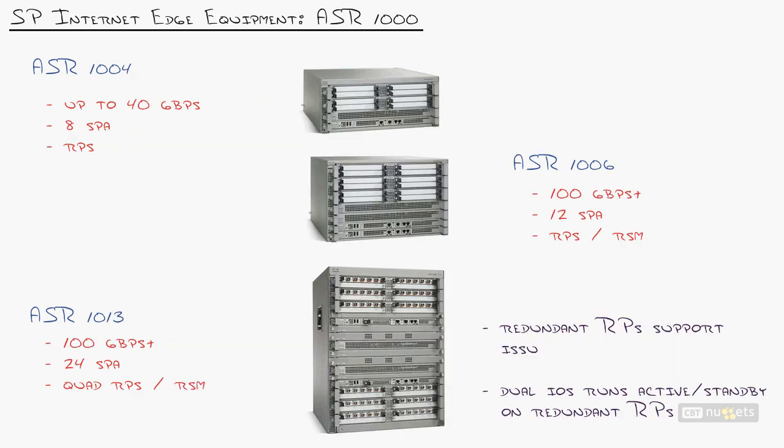Now we get into the higher end ASR 1000 routers. Like you can see the 1004, we've now increased to 40 gigabits per second capacity, 8 shared port adapters, 8 modules that we can expand with, and redundant power supplies. But look at what happens right here.